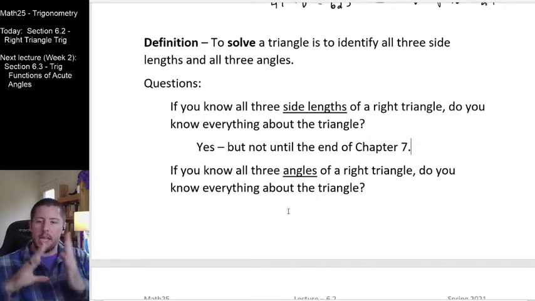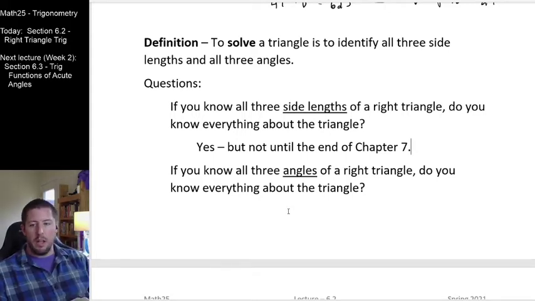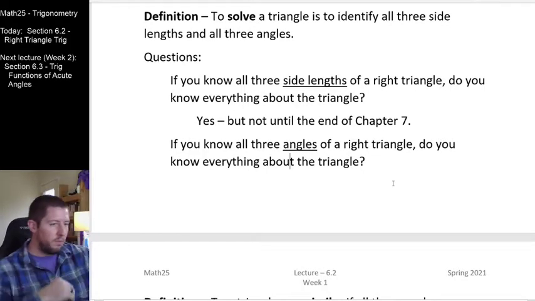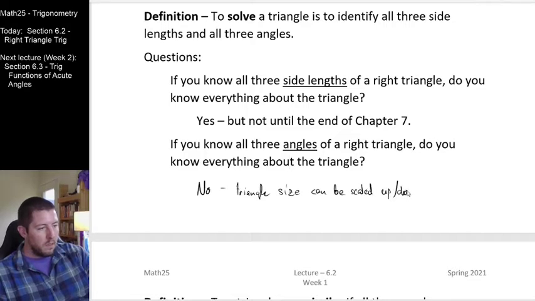And the reason why is because we can scale triangles up or down to be larger or smaller while still maintaining all of the original angle measurements in there. Right? This one I have to write by hand. No. Triangle size can be scaled up or down while maintaining angle measurements.